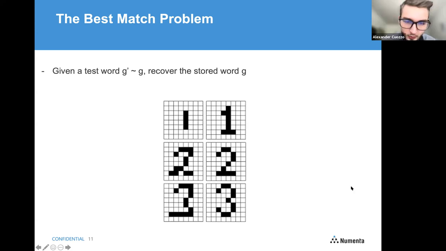Right, so this is a very basic overview of the best match problem. If you have a bunch of things to store in your memory, we'll call those words G. Say you store this handwritten digit 1 in your memory, and then 2 and then 3. You want to be able to recover these given something that's somewhat similar. So if you have a corrupted or poorly drawn version of a 1, then hypothetically you should be able to recover the original stored memory that's closest to it. So this would be the auto associative memory function.